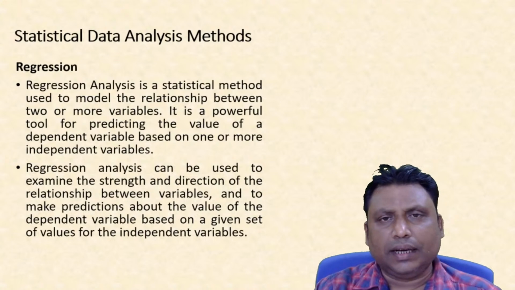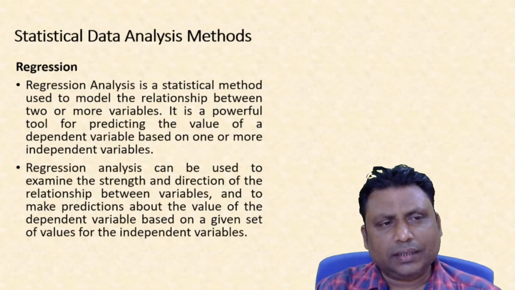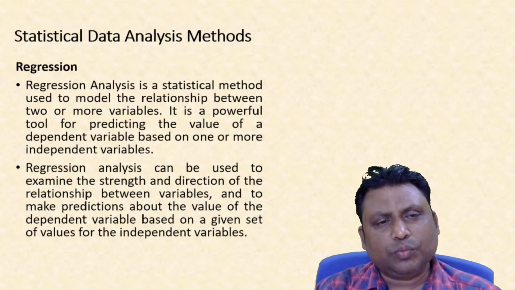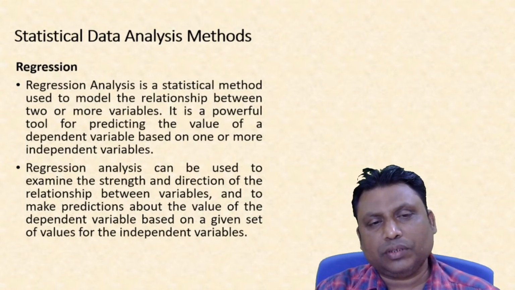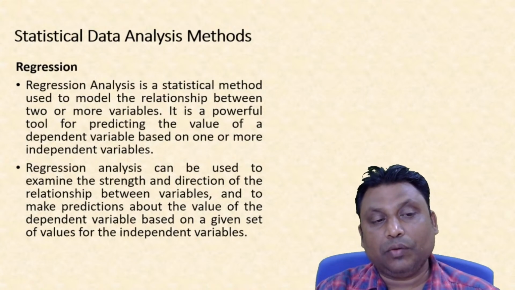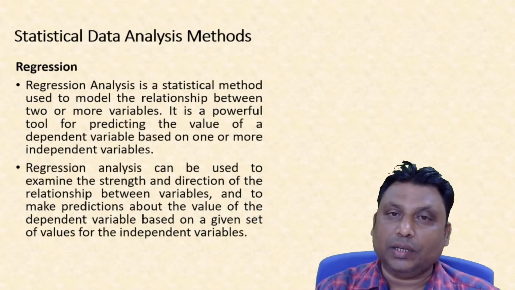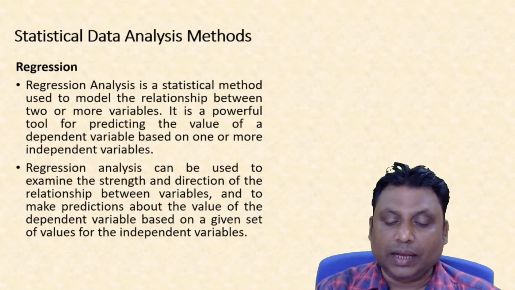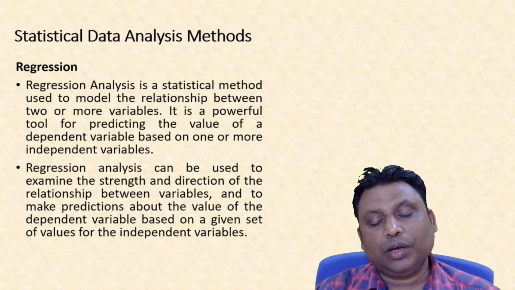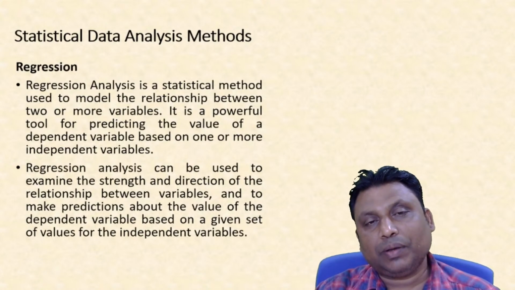Then the second one is regression values. What are the regression values, or what is regression? Regression analysis is a statistical method used to model the relationship between two or more variables. It is a powerful tool for predicting the value of a dependent variable based on one or more independent variables. When we use regression analysis, we need two variables: one is the dependent variable and one is the independent variable. When you find out the regression values, the dependent value depends on the independent variables. With the use of independent variables, we can predict the future of your data.